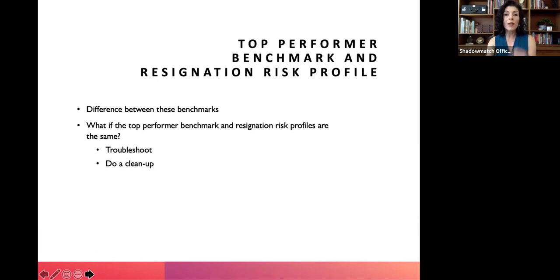Once you've done a cleanup of your top performer benchmark, and looked at your resignation risk profile, or resignation benchmark, to ensure that the people who resigned are those that just didn't work in the environment, then you should see that your top performer benchmark and your resignation risk profile are no longer the same. What if they still look the same? Because we tend to just eyeball. Then, ladies and gentlemen, you need to look at the detail.